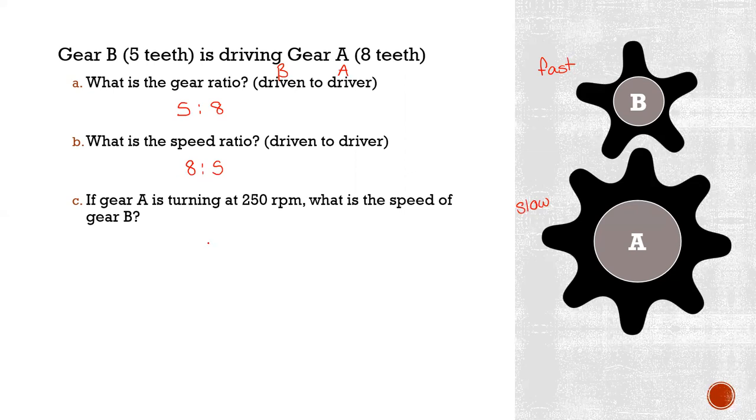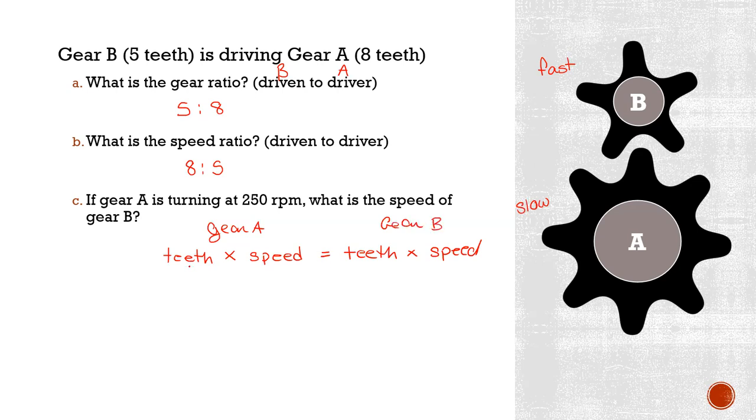But what I like to do for gears is I always say the teeth, or the size, is indirectly proportional. So we're going to use multiplication. Teeth is indirectly proportional to speed. So teeth times speed is going to be equal to teeth times speed. So this is gear A, and this would be gear B.